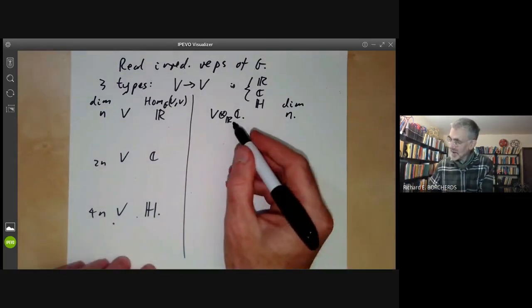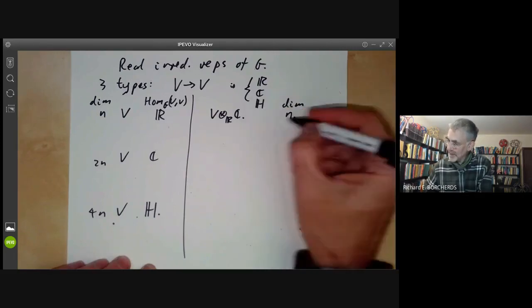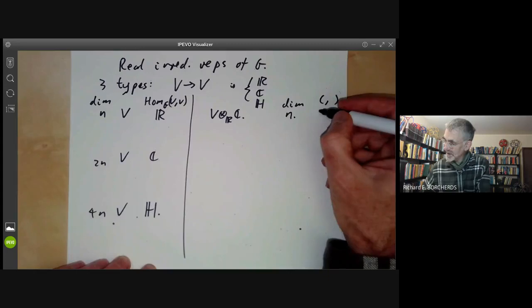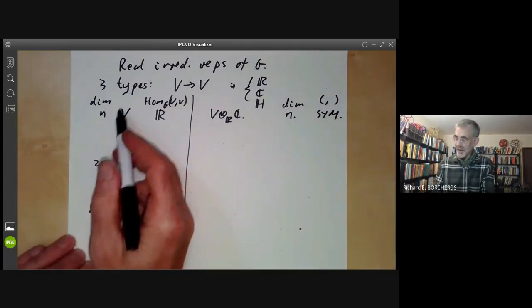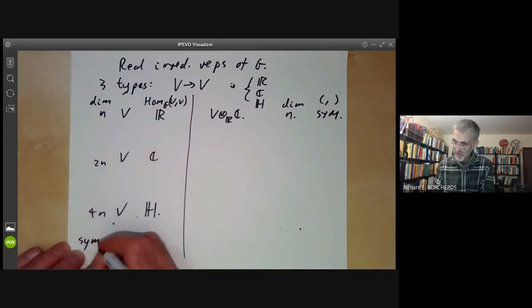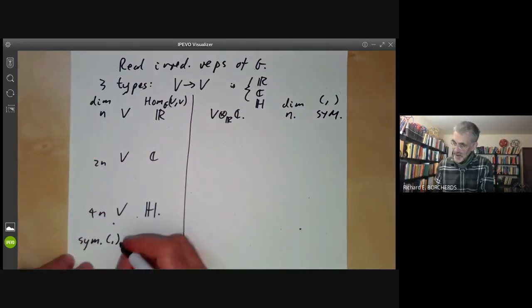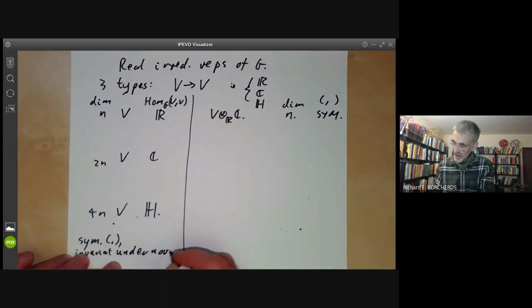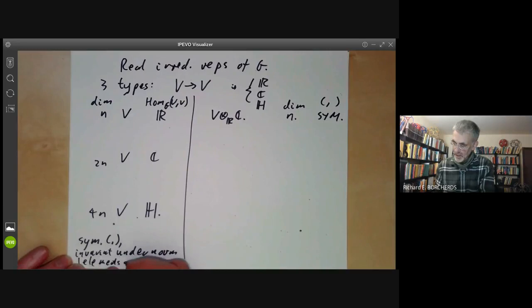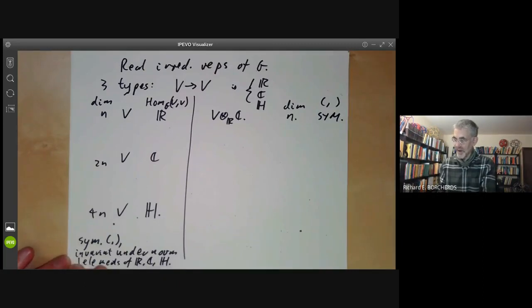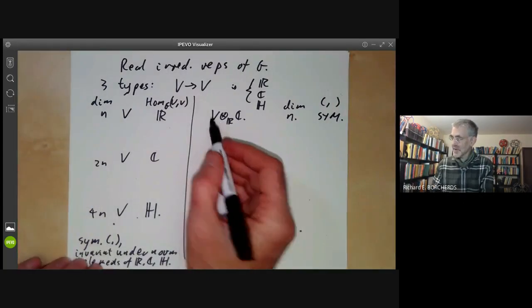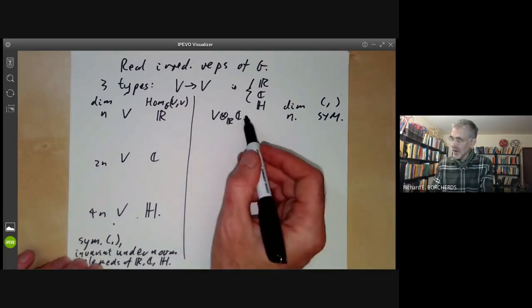And furthermore, this has a symmetric bilinear form. Now we can see that because the real space always has a symmetric bilinear form. You can take a positive definite quadratic form and just make it invariant under the group G. And this is also invariant under norm one elements of R, C, or H, because again you can make it invariant under these by just averaging over the norm one elements. So the invariant symmetric form on V just becomes, by linearity, an invariant symmetric form on V tensored over R with C.